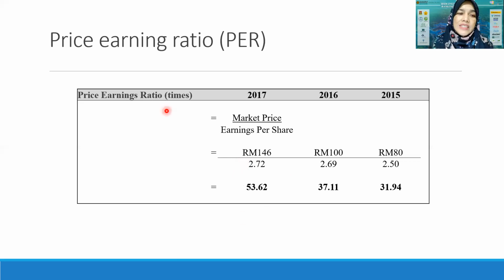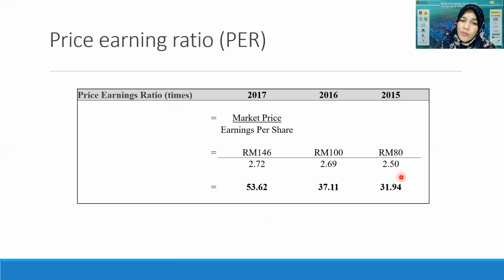Okay, the second one is price earning ratio. The earning per share, we already calculated just now, so the same one is used here. Now we are taking the market price. For example, the market price of Nestle in the year 2015 is 80 ringgit. In the year 2016 it is 100. In the year 2017 it is 146. So you see how drastic the price increase is for Nestle.